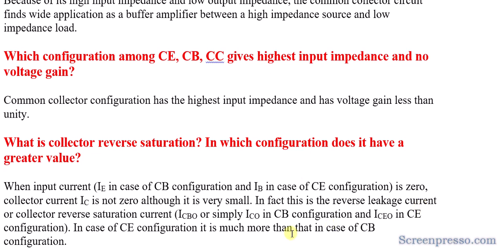So in case of CE configuration, it is much more than in case of CB configuration. This is why the collector reverse saturation current in this configuration will have a greater value.